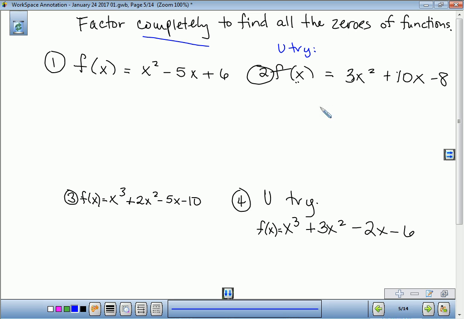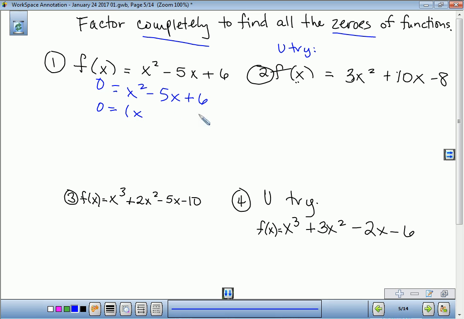So 1 and 2, old news. We know how to factor these. This is pretty simple. If we're finding the zeros of the function, we want to know where the function has a value of 0. So what do we plug in for f of x? 0. And then we have 0 equals x squared minus 5x plus 6. So we would factor the right side. What does it factor to?